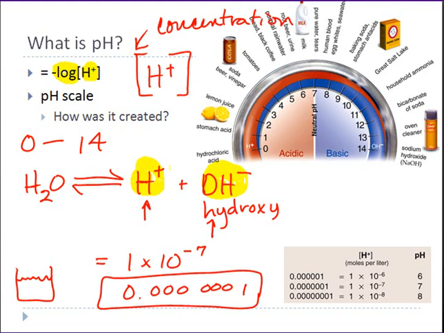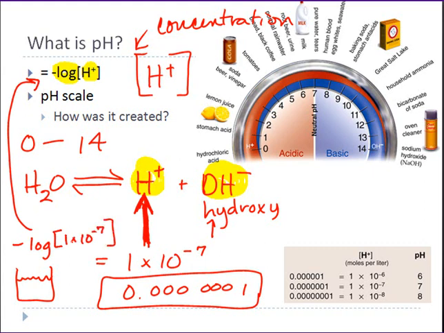Now, this is a concentration of hydrogen ions, and it's also a concentration of hydroxy ions, but let's just focus on the concentration of hydrogen ions. If I take, as the equation up here says, the negative log of 1 times 10 to the negative 7th, the number I get is 7. So 7 is neutral. This is on the pH scale, okay?